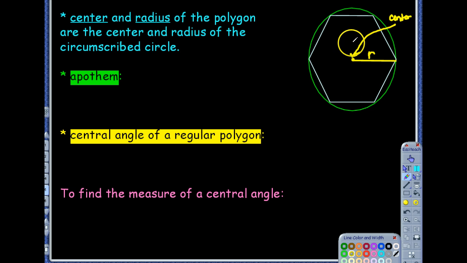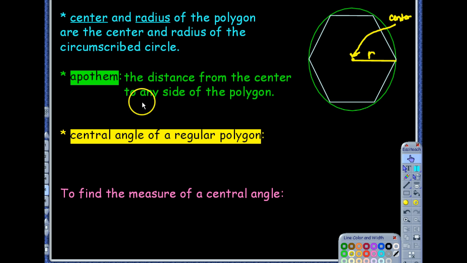Now, when we think about it in terms of those two pieces, we've got some other special relationships that you're going to notice. Some new words. The first word is apothem, which my students always laugh and say sounds like a possum. It is a weird word, I agree. It is the distance from the center of your polygon to any side of the polygon.